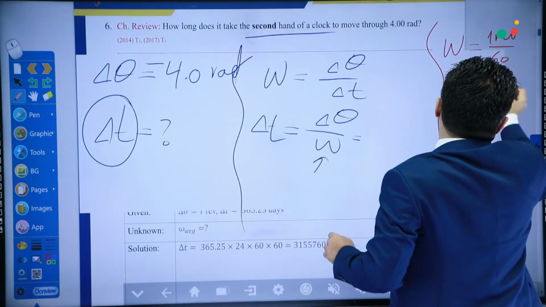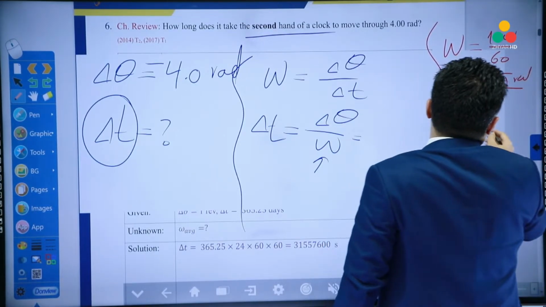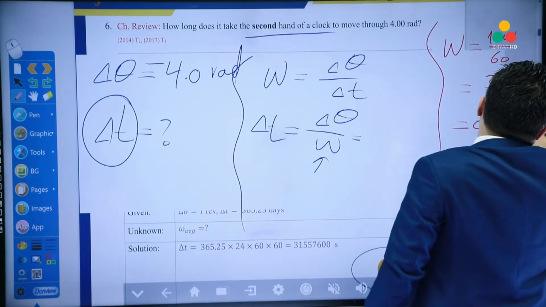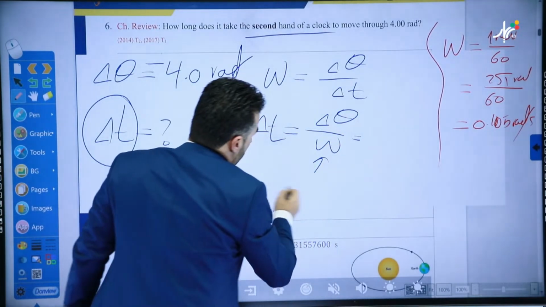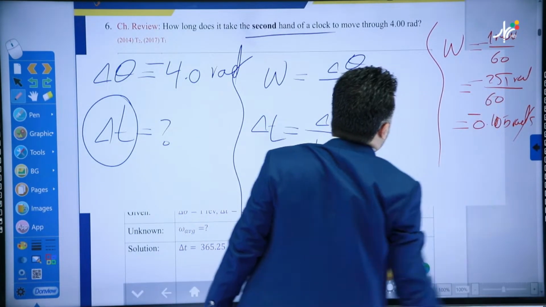1 rev, that is 2 pi radian, in 60 seconds. All right, so of course you can divide the two, that is going to be 0.105 radian per second. Okay, now you can write this into the calculation. But of course, this is going to be negative because these are clockwise.